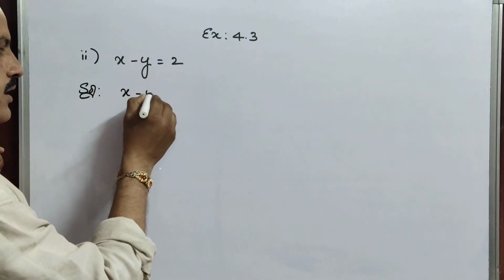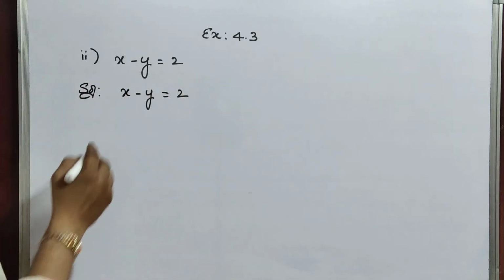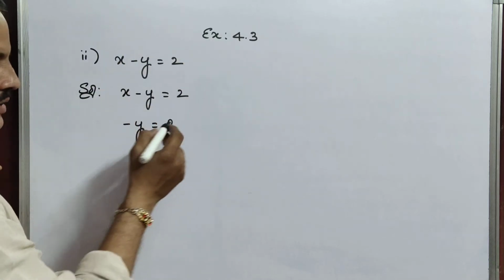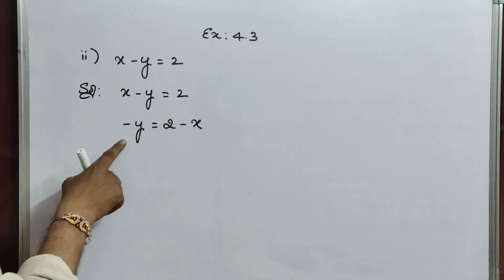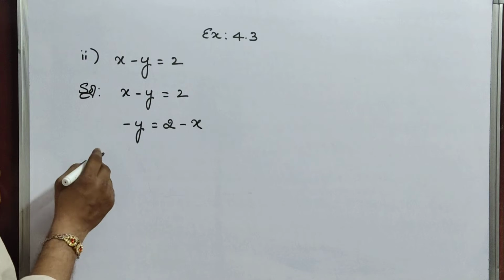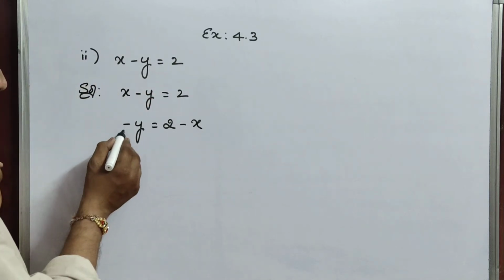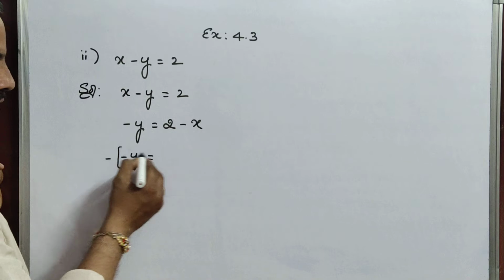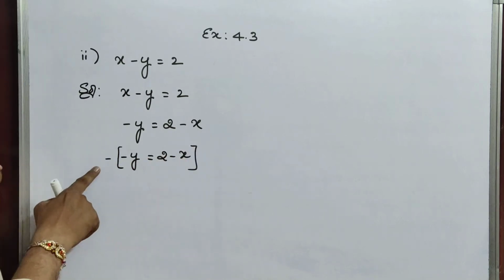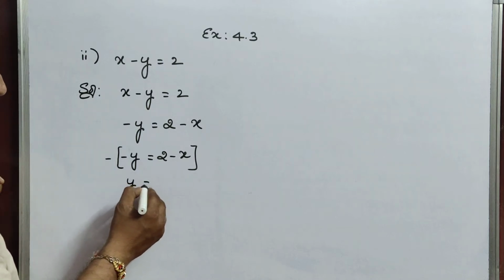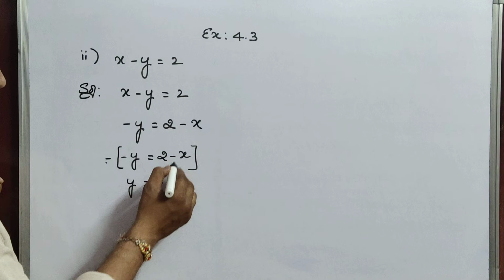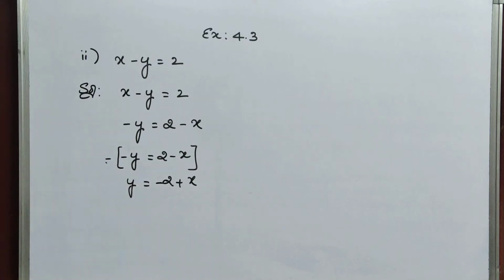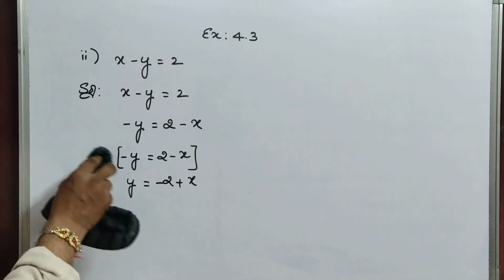Now x minus y equals 2. Minus y equals 2 minus x, which means plus x, but here the wanted variable should always be positive. You can do two things here. To make y positive, you can multiply the whole equation by a minus symbol. That means minus into minus is plus, minus into plus is minus, minus into minus plus x. So you can do it in this way. This is one way, but I am telling you the easiest way.